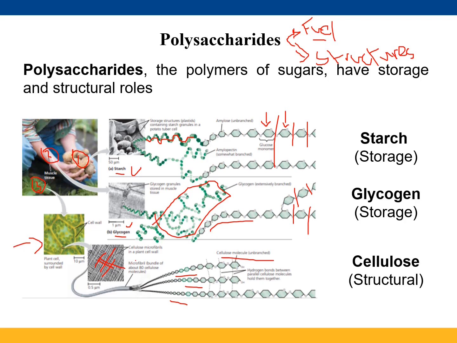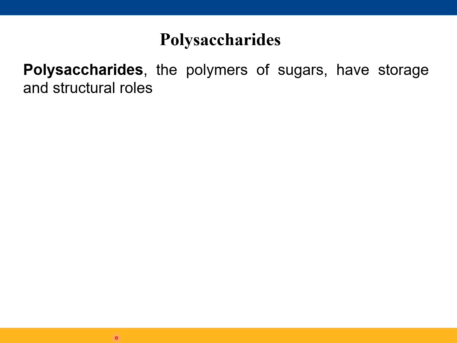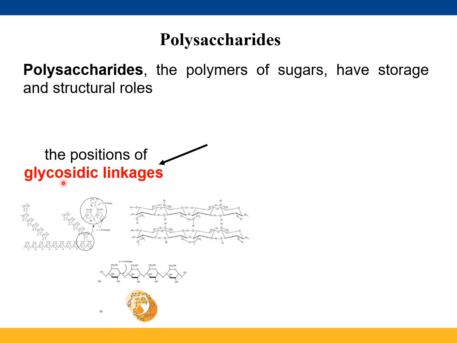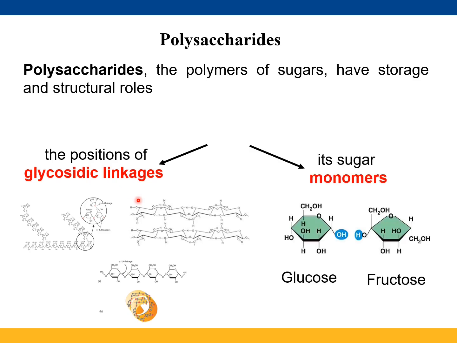So polysaccharides, the polymers of sugars, have storage and structural roles. And in the next slide, we will see why they look different, why some of them branch while other ones are linear. Now, polysaccharides can be divided by two parameters. The first one is the position of the glycosidic linkage, and I will talk more about that in a second. And the other one is the type of monomer that they have, whether it's a glucose or a fructose. Let's dig into that.